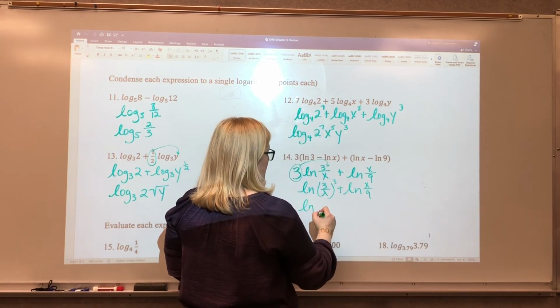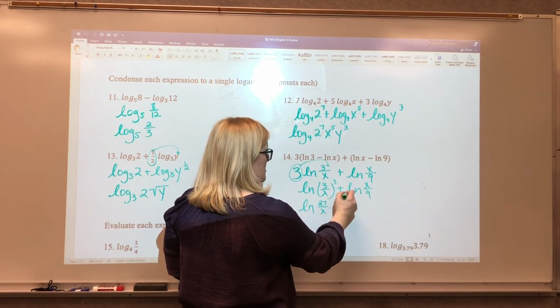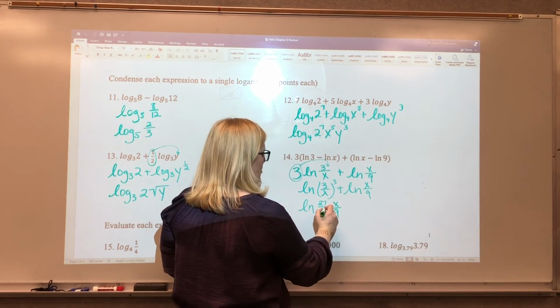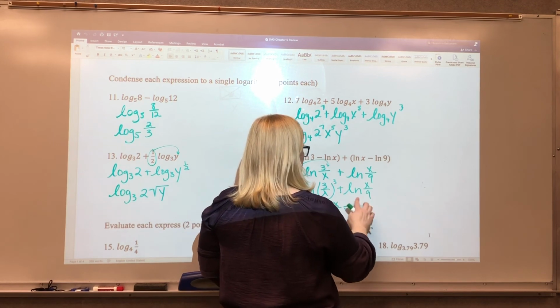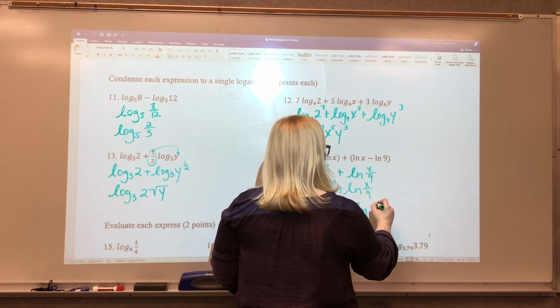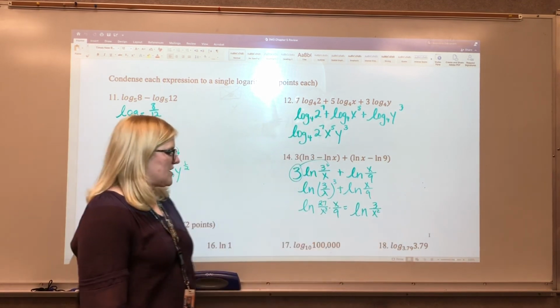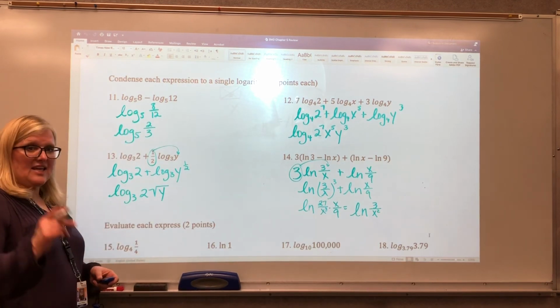And this is natural log of 27 over x cubed times, because this is a plus, times x over 9. Sorry, this is x cubed. And this becomes natural log of 3 over x squared. And so that's that one condensed. All right, I'll go on to number 15 in the next video.